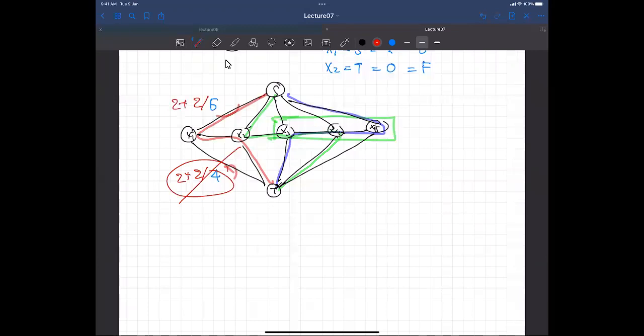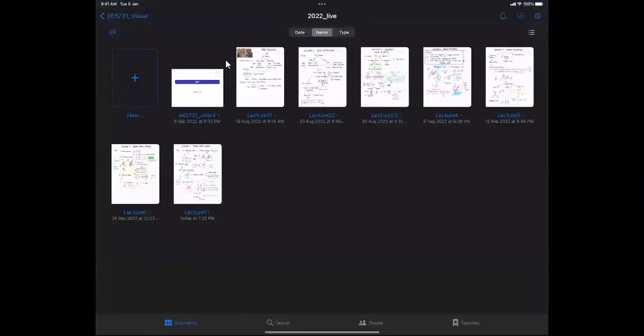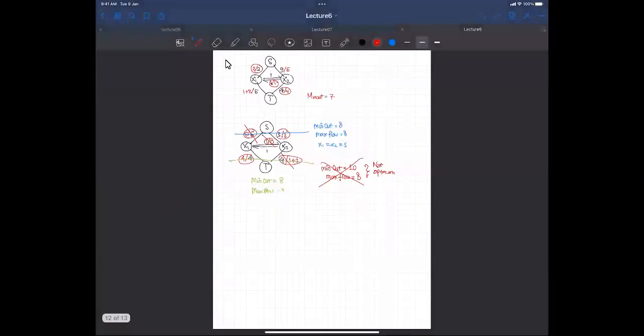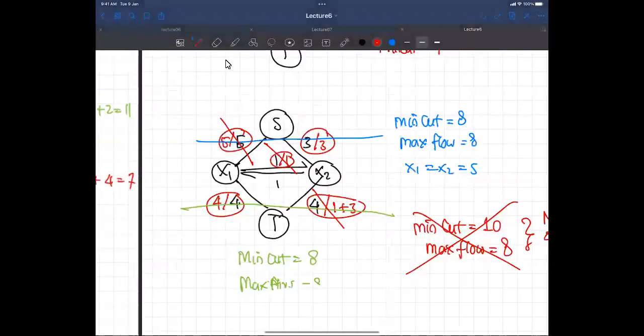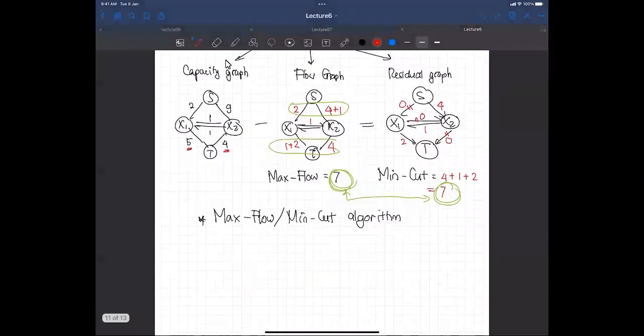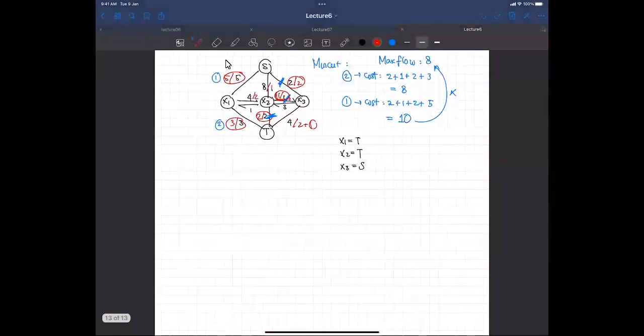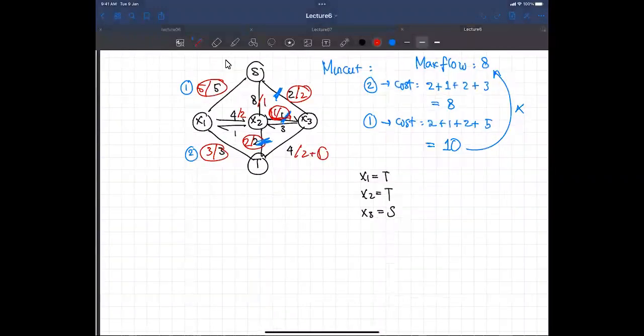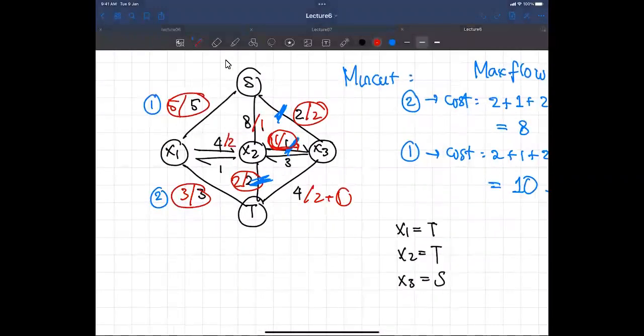What about like? Yeah, so actually I gave you the example last week. If you look at my explanation last week, right? So this is the explanation last week. Which one? So this one, this is the example last week. You have 5 and 3 here, both of them are saturated. So how can we choose?